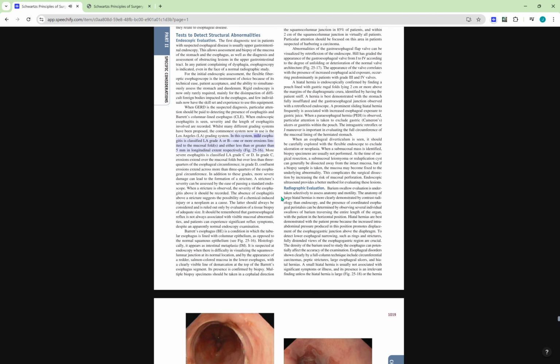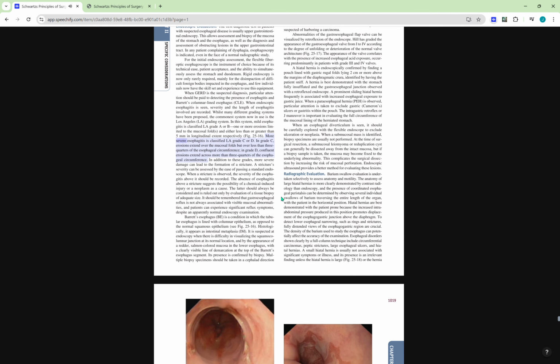In this system, mild esophagitis is classified LA grade A or B: one or more erosions limited to the mucosal fold, and either less than or greater than 5 millimeters in longitudinal extent, respectively. More severe esophagitis is classified LA grade C or D. In grade C, erosions extend over the mucosal folds, but over less than 3/4 of the esophageal circumference. In grade D, confluent erosions extend across more than 3/4 of the esophageal circumference.